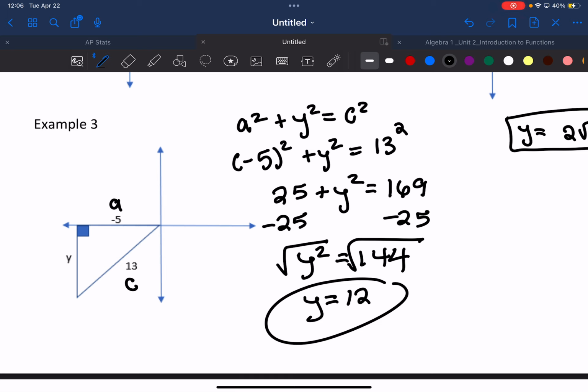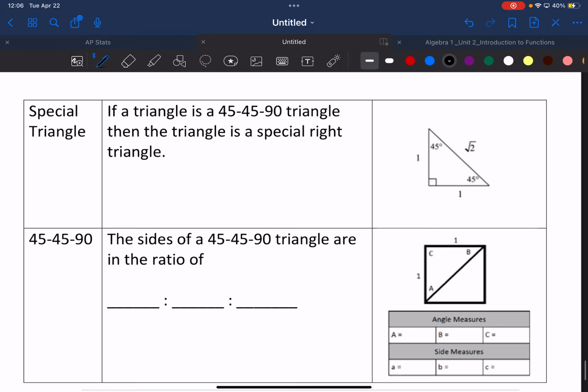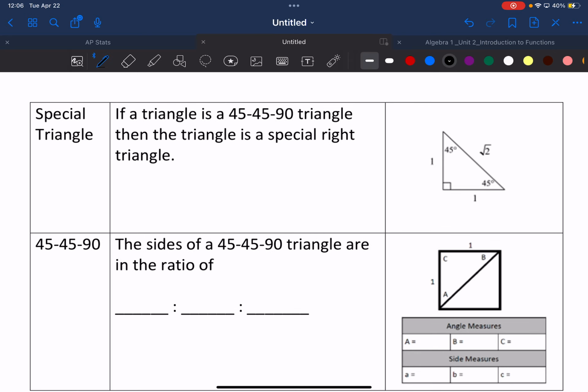Any questions on the first half of the notes? So the first half was Pythagorean Theorem. Okay. Now we're going to start talking about angles.